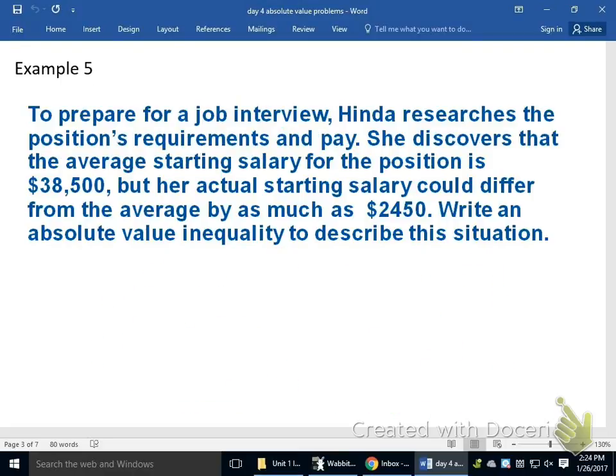Okay, working through example 5, I assume that you can pause this and actually read through the problem. What we're doing here is we're going to write an absolute value inequality to describe the situation. I'm going to use X as her actual salary.